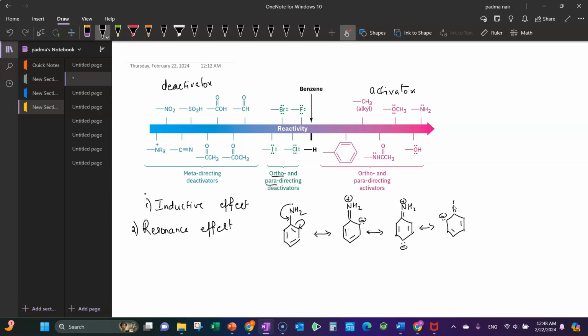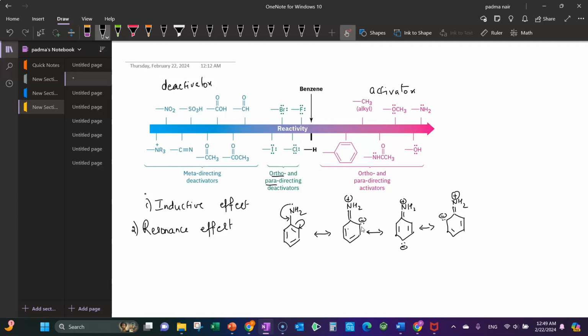Okay, now if you see, this is an example of a resonance effect because the NH2 group donates electron density to the benzene ring through resonance, right? It is donating the electron density. It's increasing the electron density on the ring by resonance effect. And the ones which increase electron density are ortho and para directors.